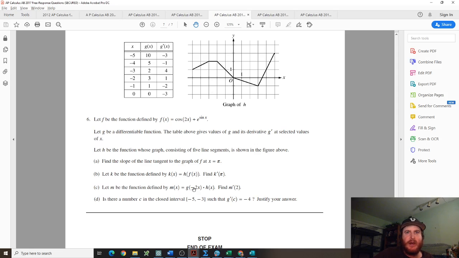C is a product rule, g of x times h of x. And within that product rule, you have to do a chain. And then D is there a number? When we see that is there a number, we're thinking IVT or MVT. Since we see G prime, we might be doing MVT, but we also have G prime, so we could do IVT there as well.